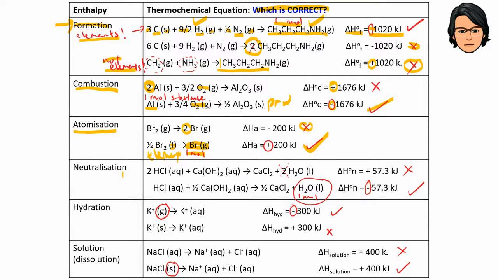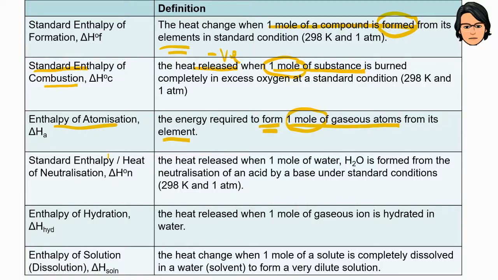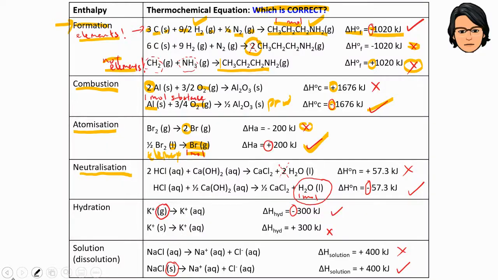Now we go to the fourth one, enthalpy of neutralization. Usually we will use the word standard enthalpy of neutralization. It says that heat release, which must be negative, when 1 mole of water is formed. So standard heat of neutralization emphasizes the heat release when 1 mole of water is formed. It's not about acid or base.